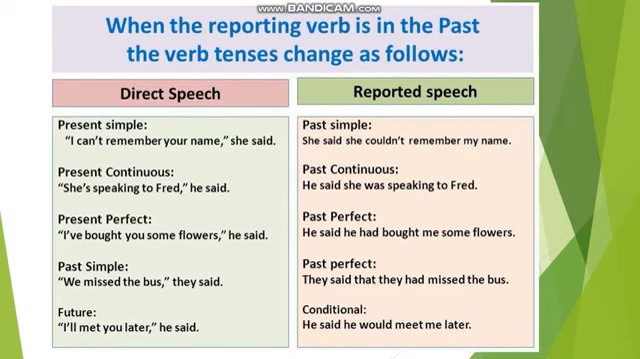Past simple changes to past perfect. "We missed the bus," they said. They said that they had missed the bus. Future simple changes to future in the past. "I'll meet you later," he said. He said he would meet me later.